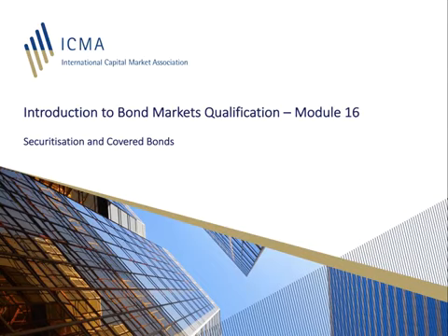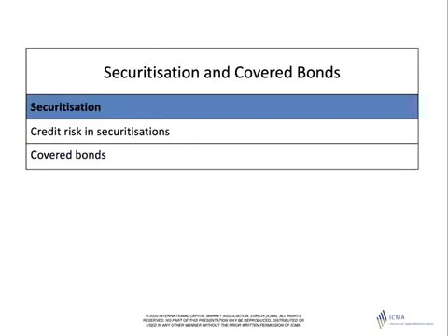By the end of the module, you should be able to define and give examples of securitization, list motives for securitization, explain how a securitization is structured, and explain how credit risk is transferred and managed in a securitization. You should also be able to describe the structure of a covered bond and compare covered bonds with securitizations. Let's begin by talking about securitization.